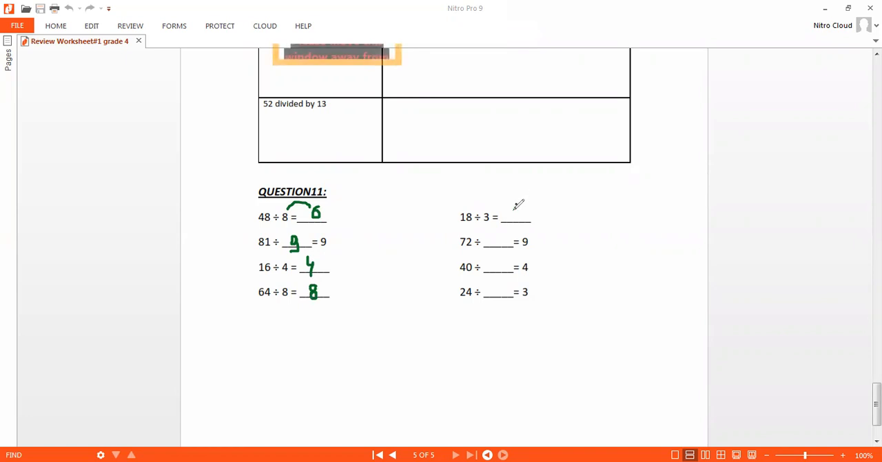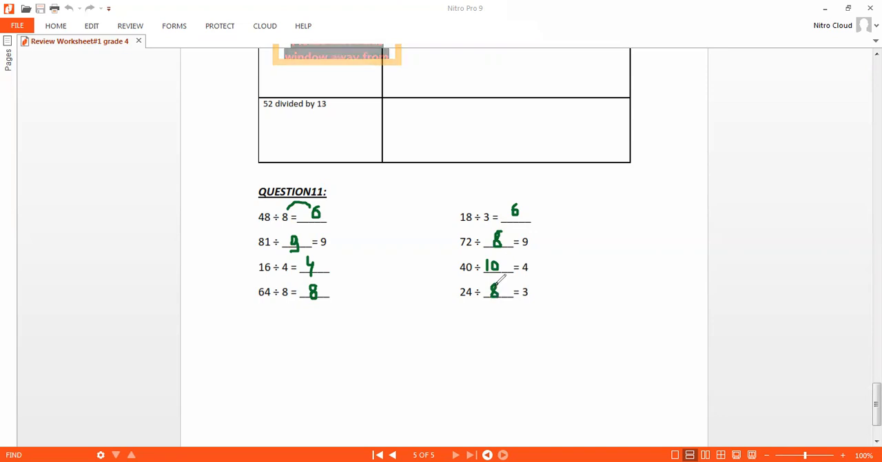18 divided by 3, it's 6, because 6 times 3 is 18. And 72 divided by 8 is 9, because 9 times 8 is 72. 40 divided by 10, it's 4, because 4 times 10 is 40. And 24 divided by 8 is 3, because 3 times 8 is 24.